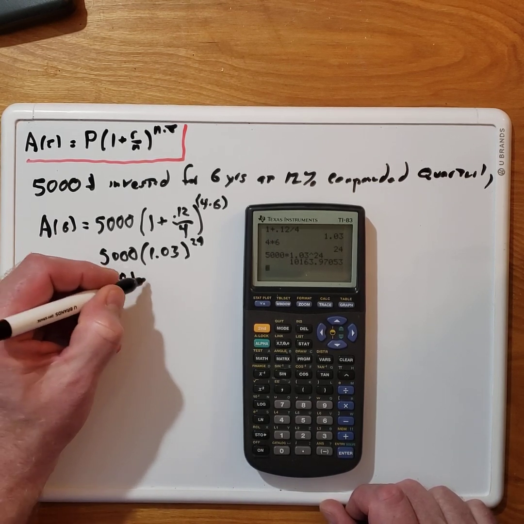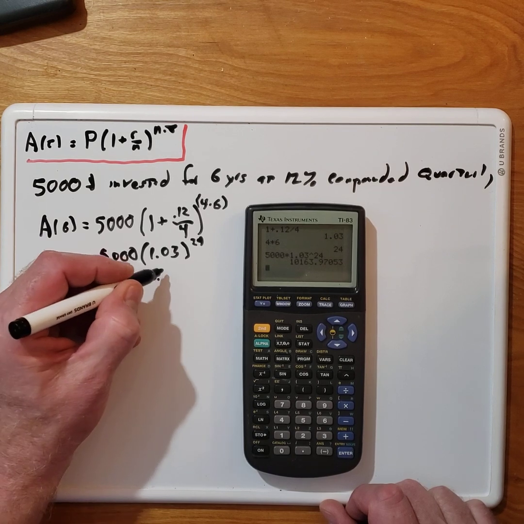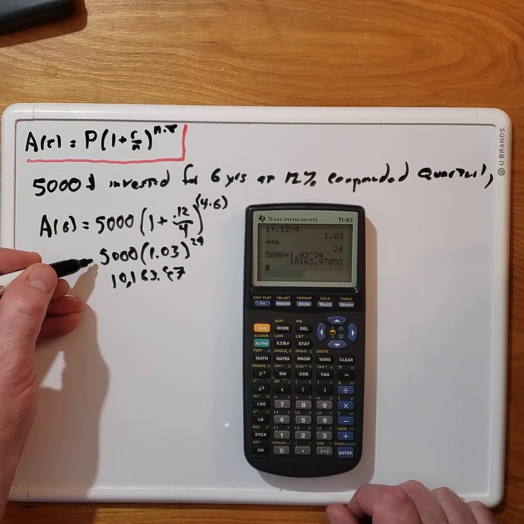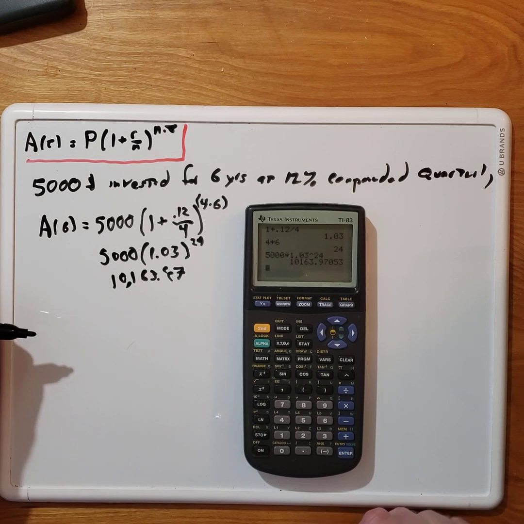And that gives us 10163.97. Sorry for the sloppiness. So our 5,000 over those 6 years has grown to $10,163.